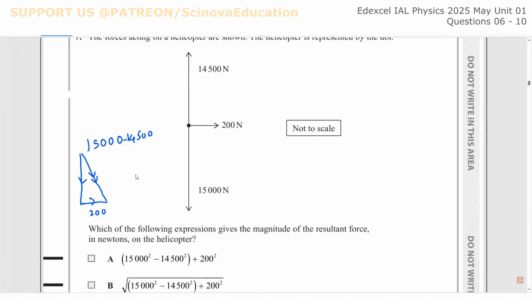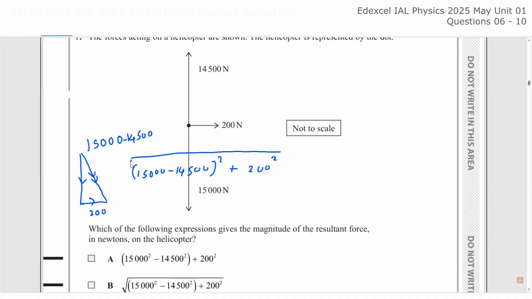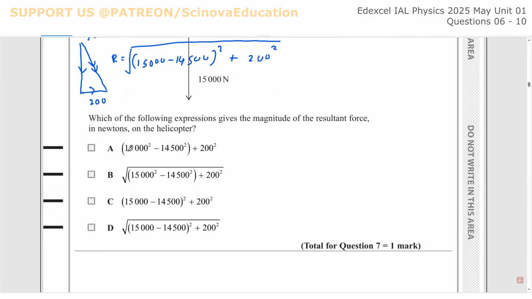So our answer should be 15,000 minus 14,500 squared plus 200 squared. But since we want to find the resultant, we have to take the square root of this expression. So the answer for question 7 should be option D.